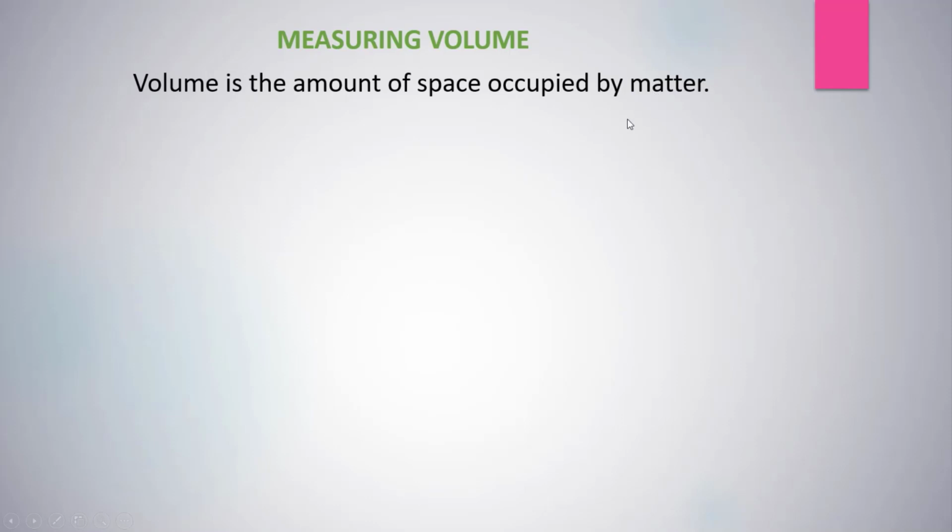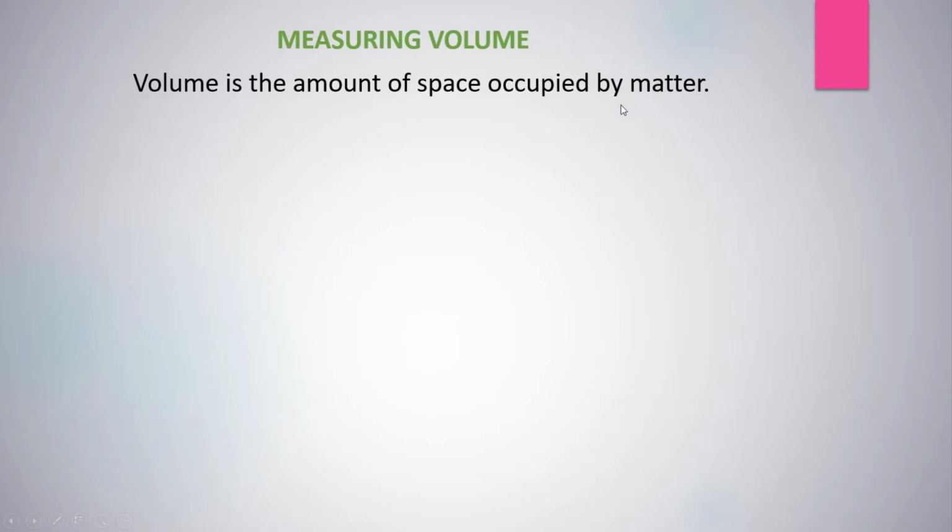Now, the amount of space is confusing. Area, we say the amount of space, but we said occupied by the surface of the plane. But here now I'm saying the amount of space occupied by matter of an object. What is in that object, or what is in that body, is called matter.